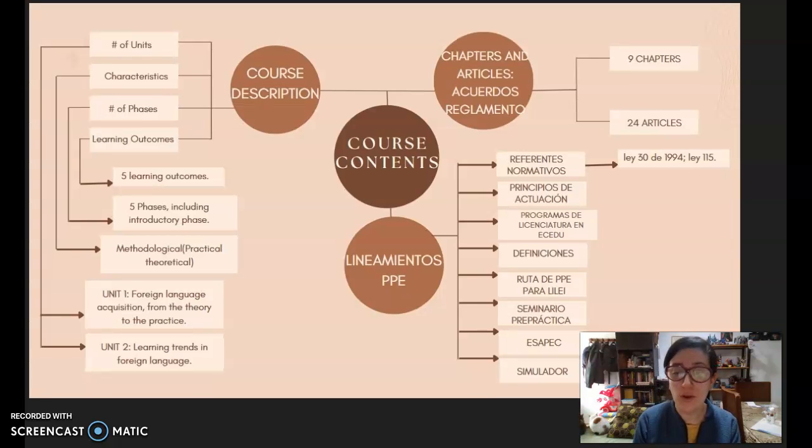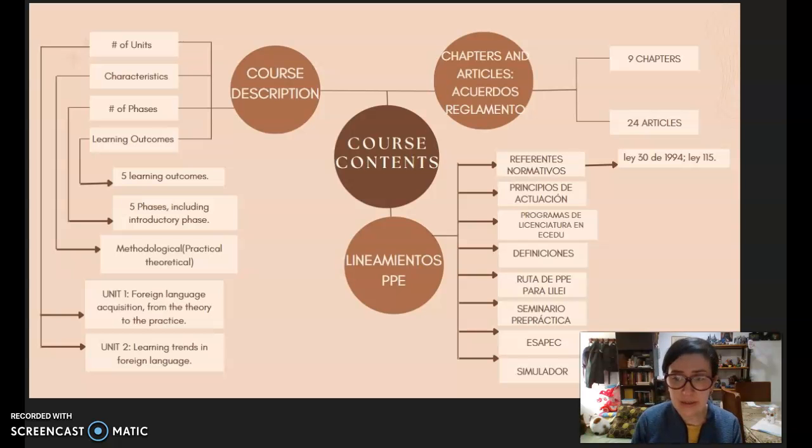Now going ahead with the next topic, which is the lineamientos of the practice. We have different fields to mention here, as you see. I'm going to tell their names in Spanish. It's easy. Referentes normativos. This is like the regulatory benchmarks in English, and it is based on the Constitution of 1991. It is based on 2 specific laws, which are Ley 30 from 1994 and Ley 115.